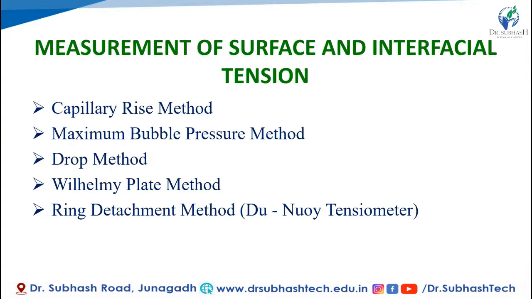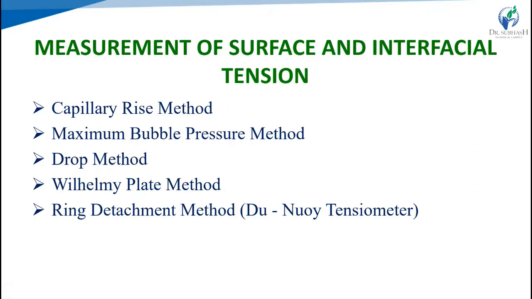There are various methods for the determination of surface and interfacial tension, which are given as follows. The capillary rise method. Drop formation, in which there are drop weight and drop count; for these drop formation methods we use the stalagmometer. Then the Du Noüy tensiometer, which is the ring detachment method. Then the Wilhelmy plate method, and the maximum bubble pressure method.